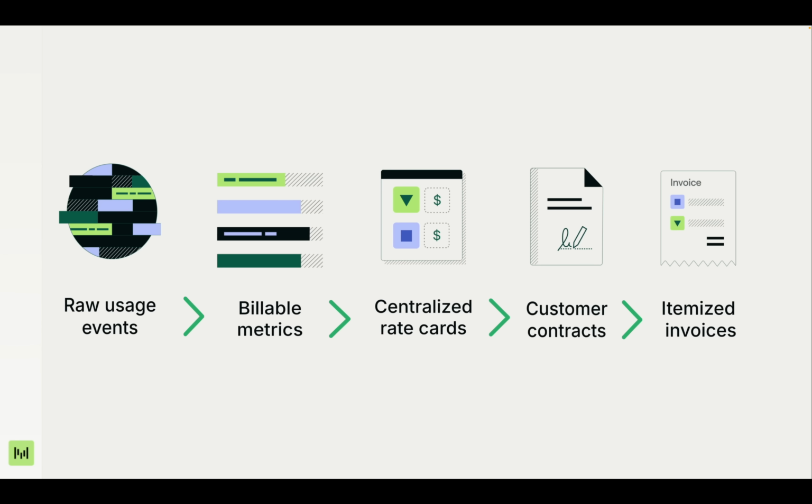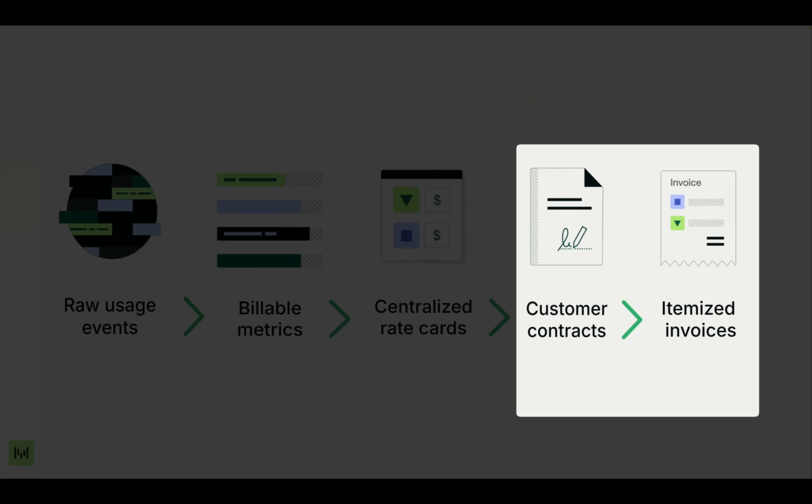So far, we've seen that events flow through metrics to measure usage, products define what we sell, and rate cards set the prices. We'll now see how contracts connect customers to rate cards, and invoices put all of this together to generate a final bill.